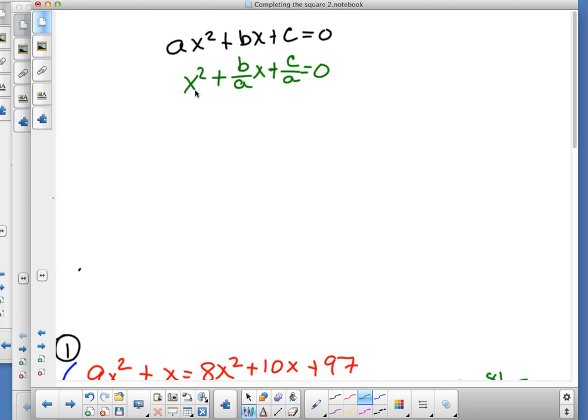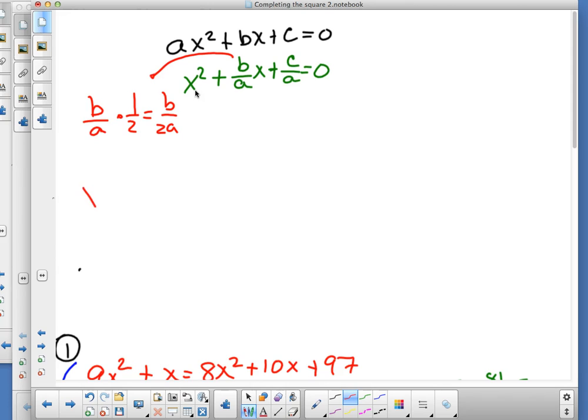Now, the next thing I've got to do is recognize that in order to complete the square, I've got to take half of the b over a term. If I take half, it's the same as multiplying by half. The value that results is b over 2a. So that is half of this term, okay? And why are we doing half?